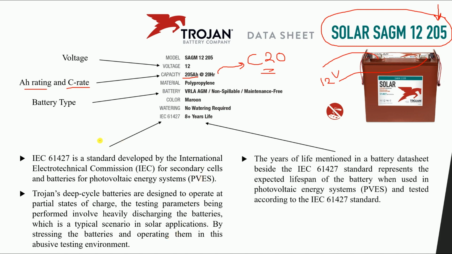Now, the years life mentioned in this data sheet beside this standard represents the expected lifespan of the battery when used in the PV system and tested according to the standards that we talked about right now. So the lifetime of this battery can reach more than 8 years. Again, this lifetime depends on many factors, such as the depth of discharge. It depends also on the temperature, the storage temperature. It also depends on the operating temperature of the battery. All of these are factors that affect the life cycle, or the cycle life to be more specific.